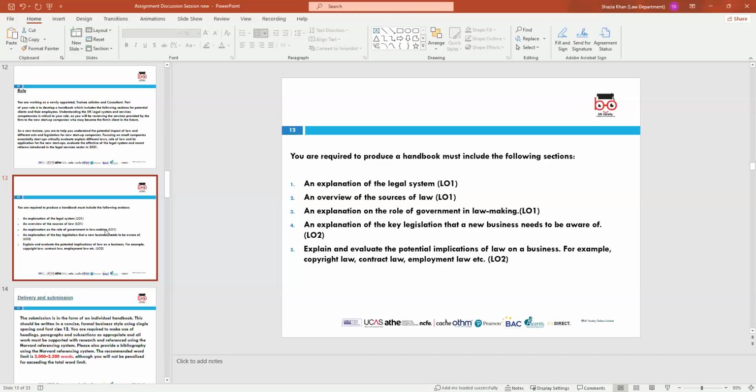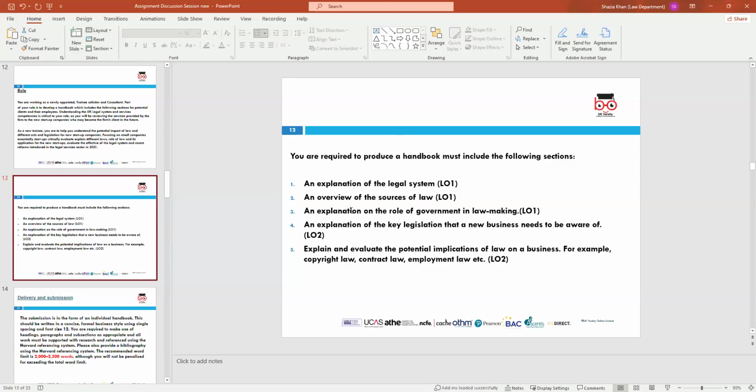So you are required to, in this assignment 1, you've got 5 parts to it. You are required to produce a handbook which must have the following sections. So you will look at, number 1, an explanation of the legal system, which is in learning outcome 1, which you will look at what the legal system is about, what they do.